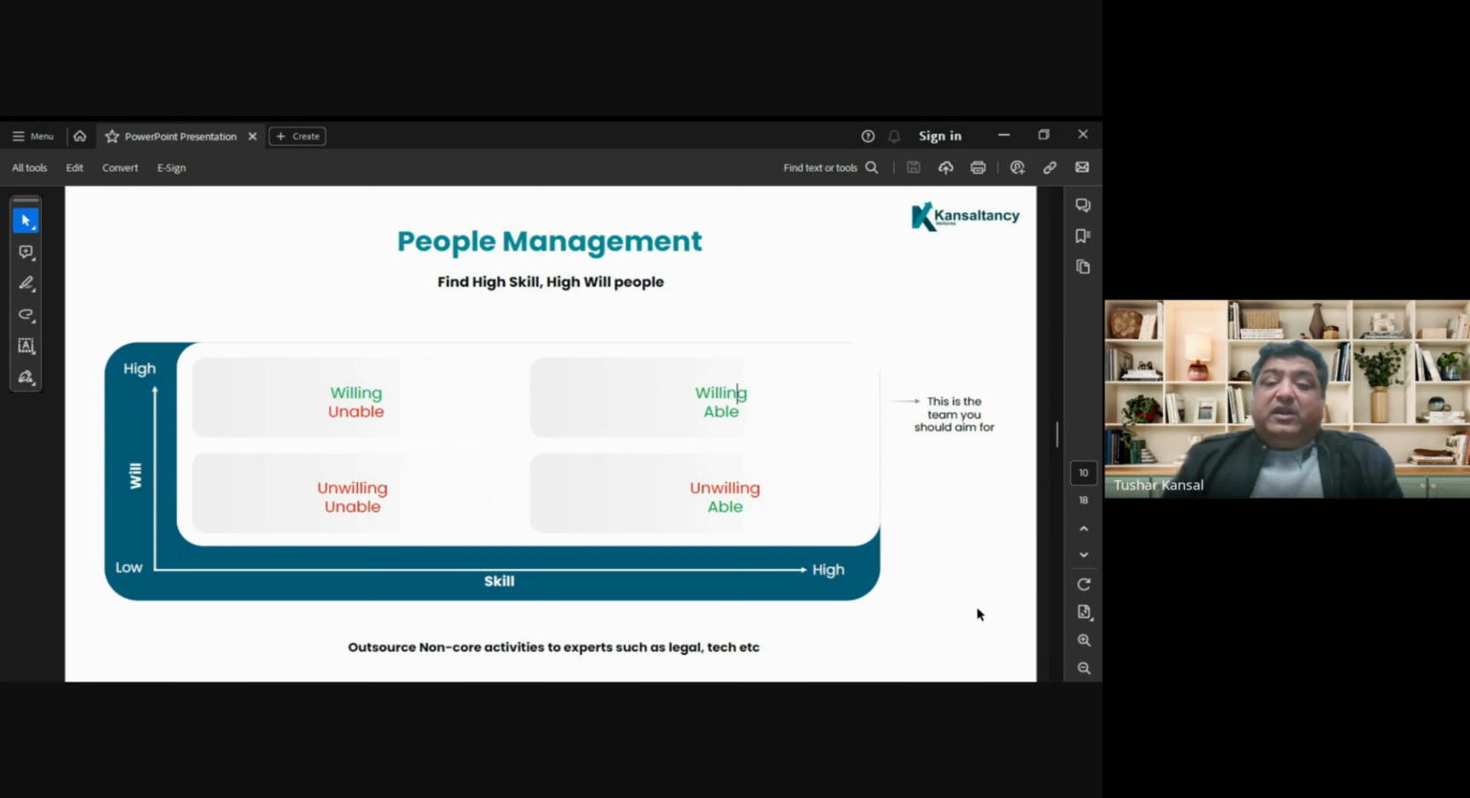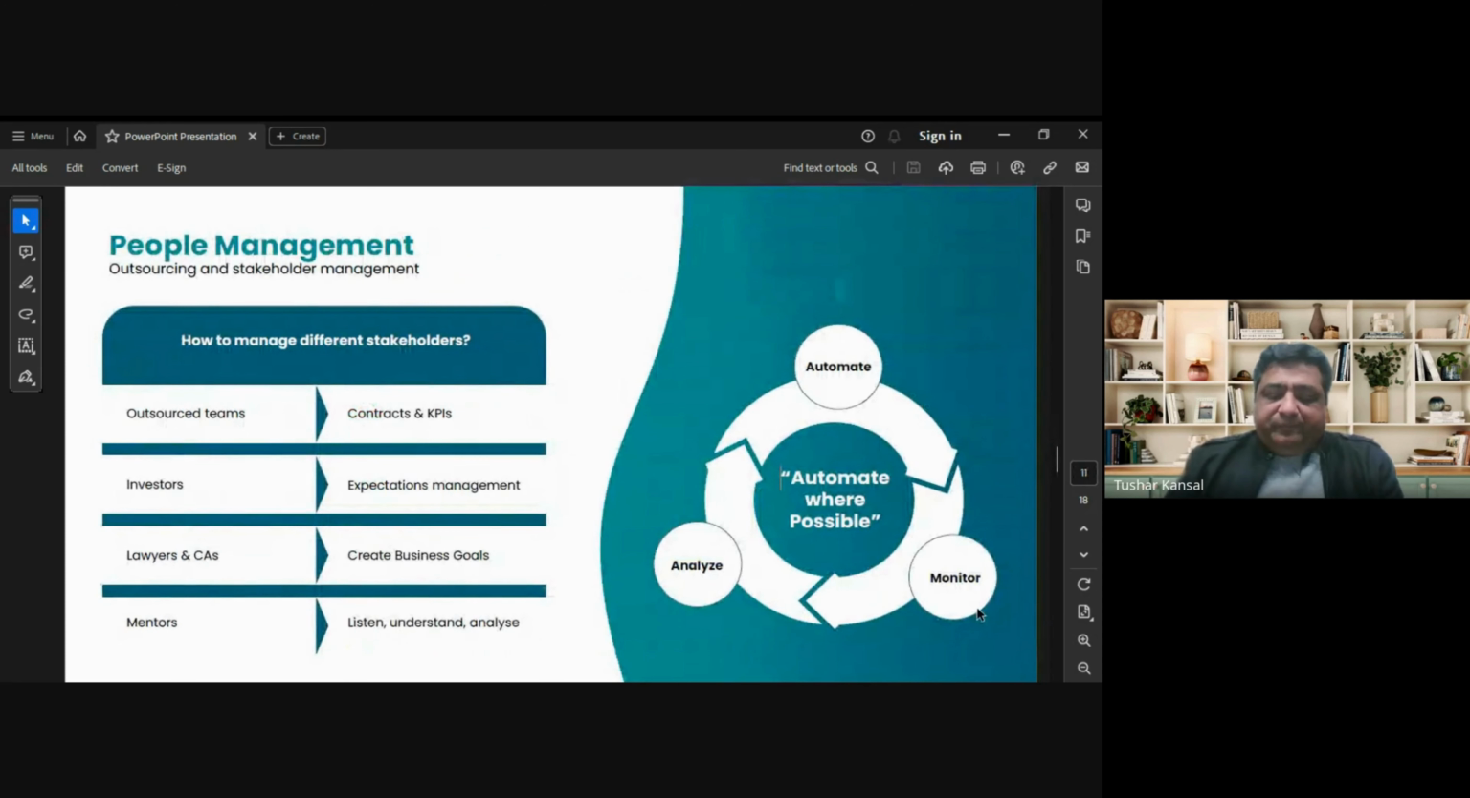And there are people who are unethical. They will lie on their CV, and many CVs have a huge number of lies. Even if you catch one lie on a CV, just say bye to that person, because that person is not right for your company. Now, further in people management, how to manage different stakeholders.